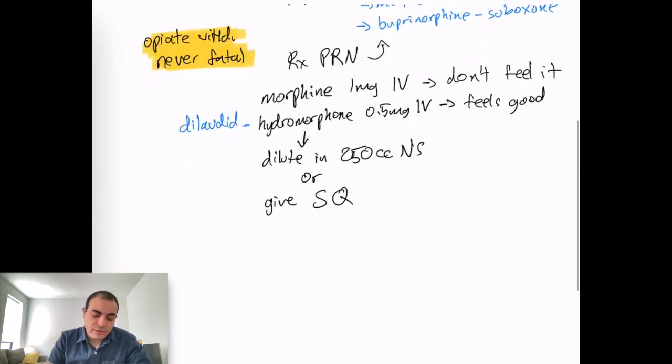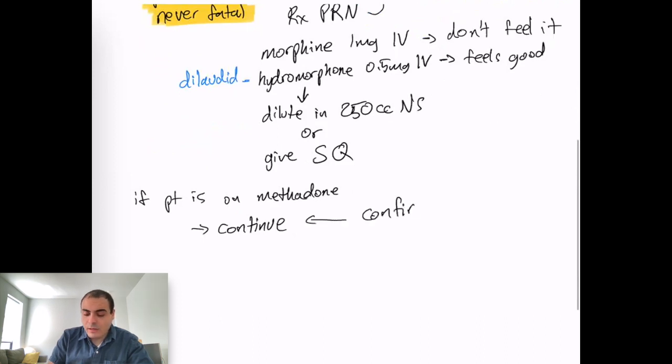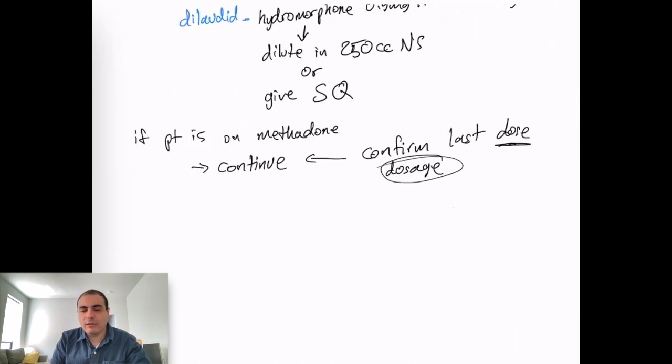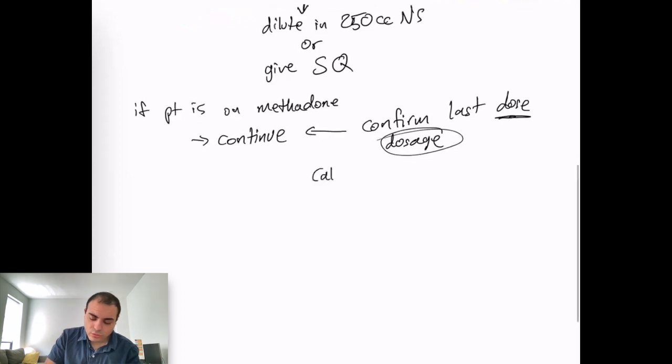Okay. The other thing you should know is if a patient is on methadone and you want to continue it, then you can continue, but you have to confirm the last dose, and you want to confirm the actual dosage, how much methadone they were on. And you can't just take their word, oh, I'm on 100 milligrams of methadone. No, you have to actually call whatever hospital, whatever institute, or whatever doctor is giving them the methadone. So you either call their prescriber, or you can call their pharmacy.